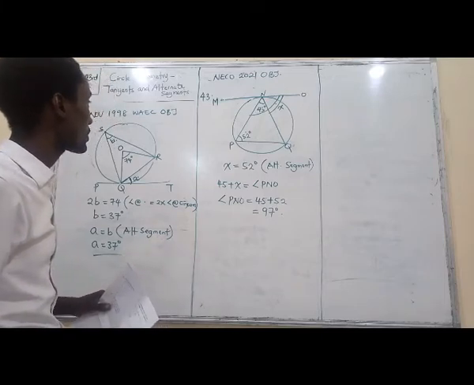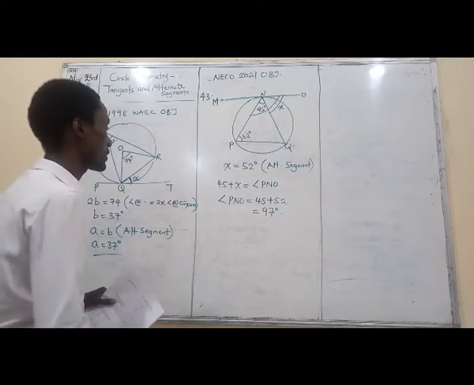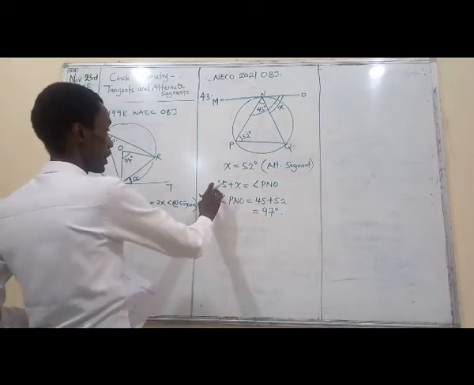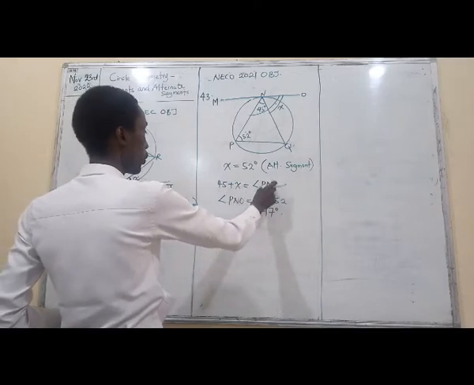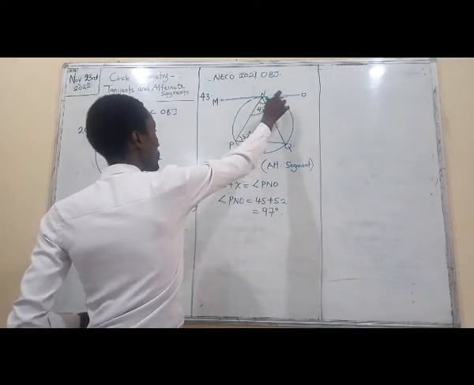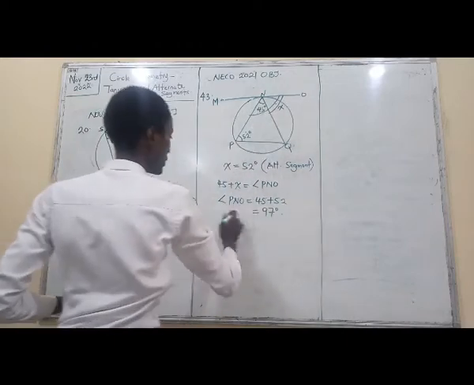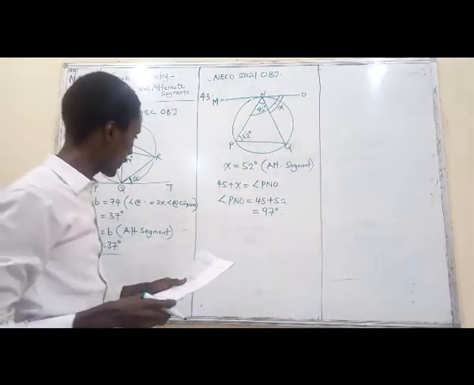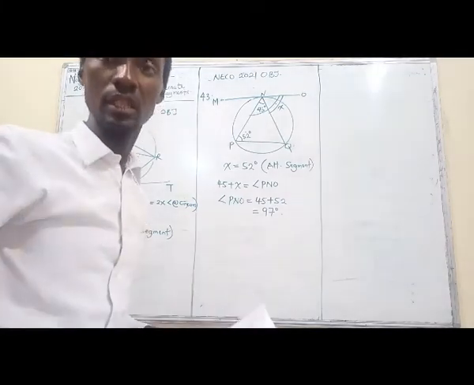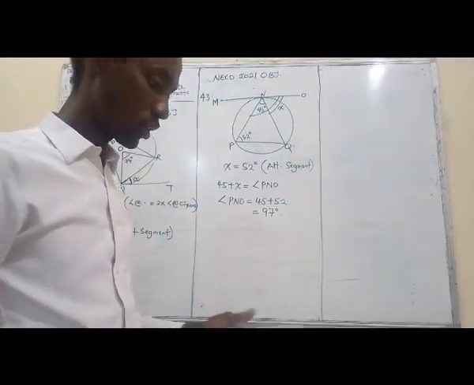Alright, now the next thing we want to consider is to say that 45 plus X equals angle PNO. This angle plus this angle will give us this whole angle, and if you do your maths right, angle PNO will be equal to 97 degrees. Okay, so we'll take on our next question.